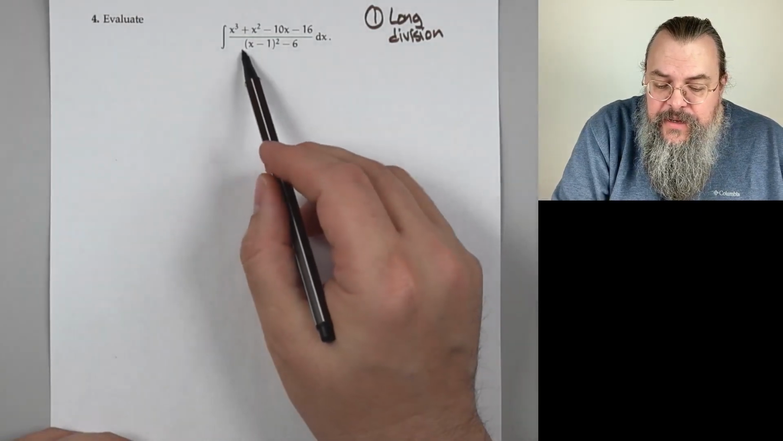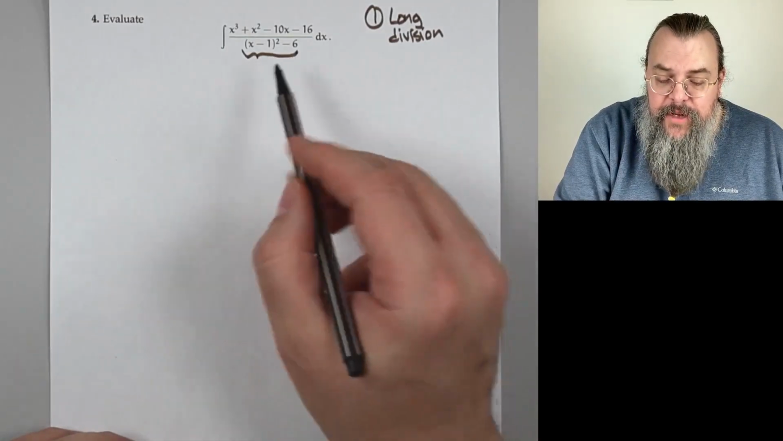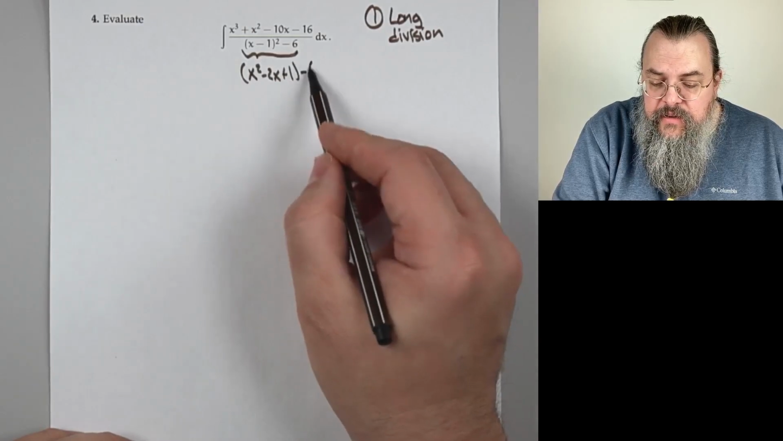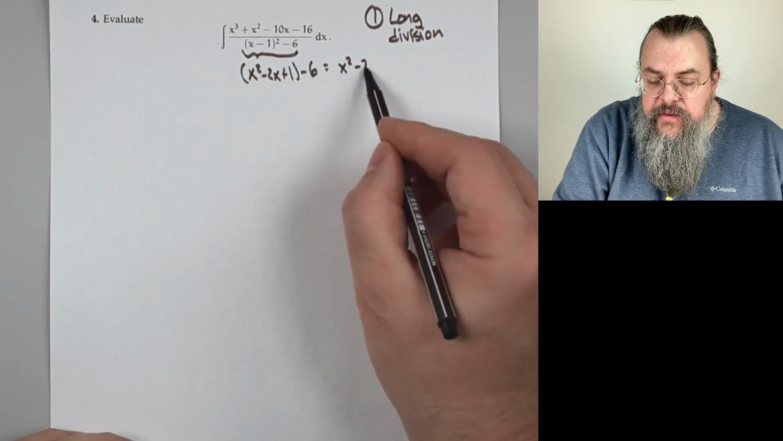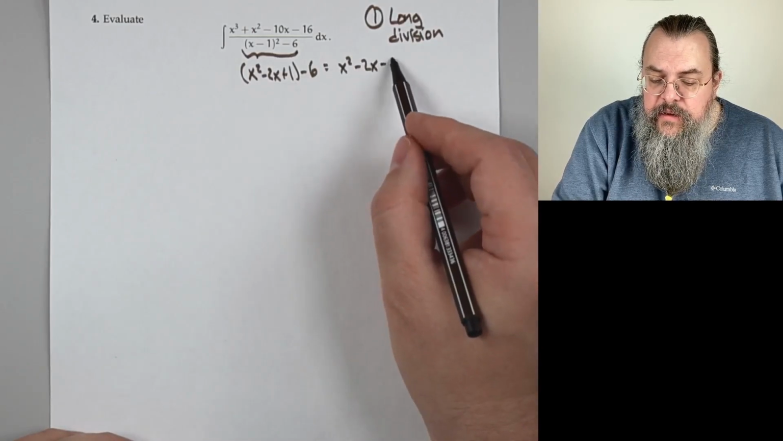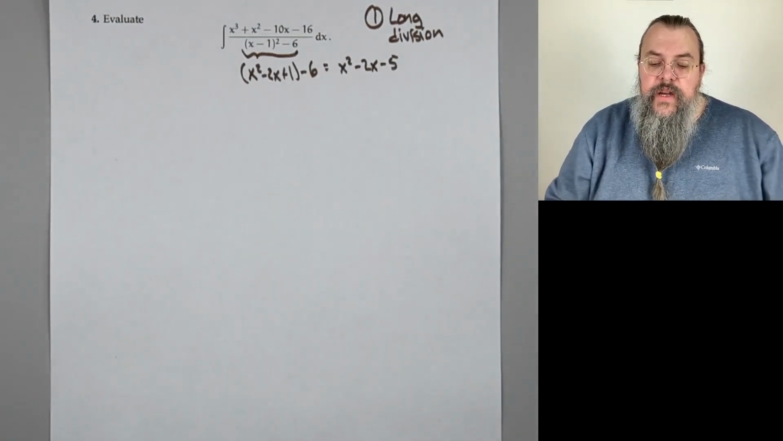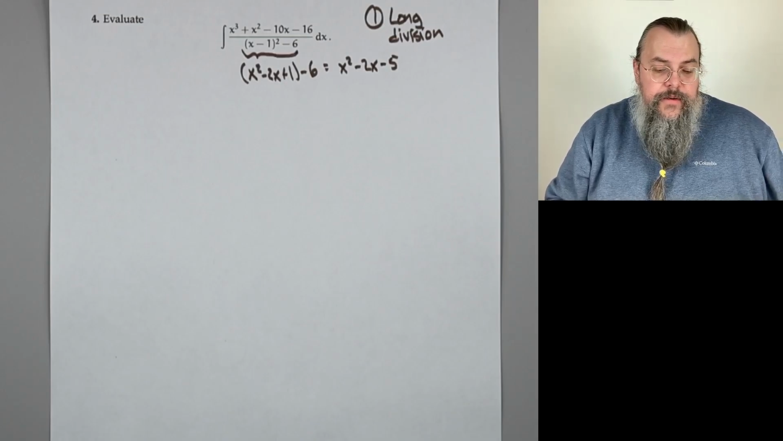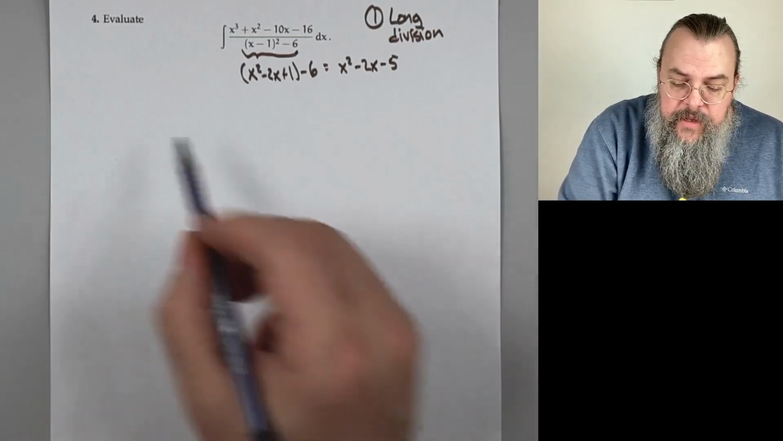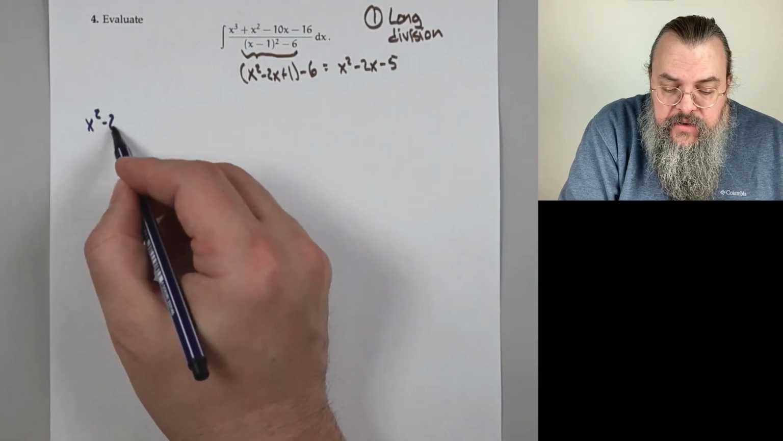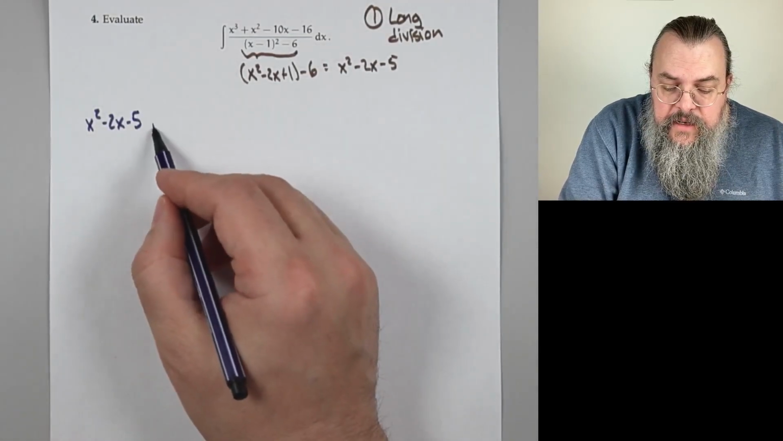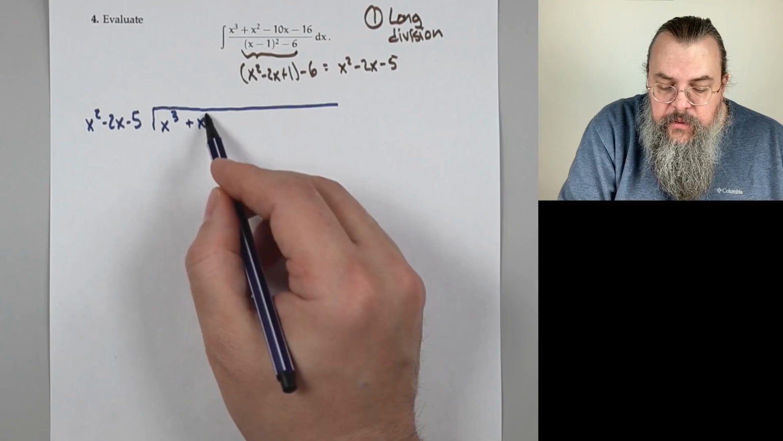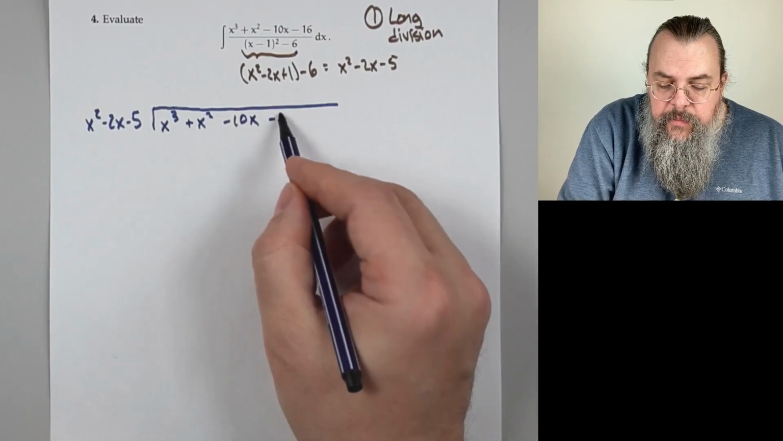If we're going to do long division, the first thing is we should expand this denominator. So this is x squared minus 2x plus 1, subtract 6, which is x squared minus 2x, and 1 minus 6 is minus 5. Now, how does long division work? We take the denominator, x squared minus 2x minus 5, and divide that into the top, x cubed plus x squared minus 10x minus 16.